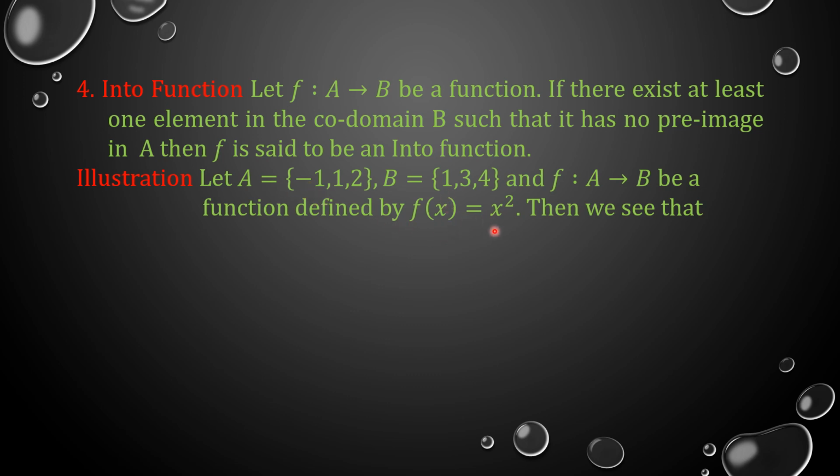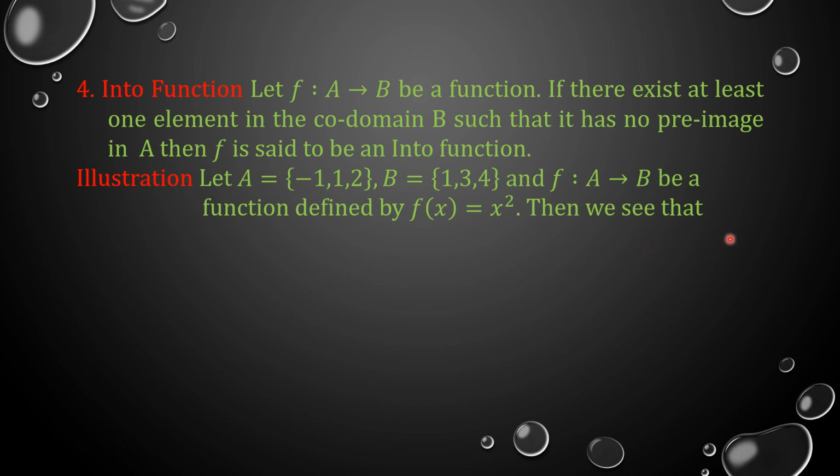So here you see, for the element -1, by the definition, the image is 1, because (-1)² is equal to 1. For the element 1, the image is also 1. For the element 2, the image is 4. Now one thing you see, this element 3 is not the image of any element of the domain set. Therefore, it is not an onto function.